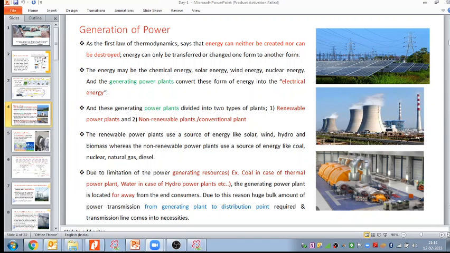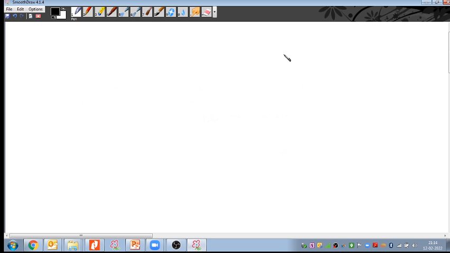11 kV, 15 kV. So we can write here, the generation voltage is 11 kilovolts or 15 kilovolts, 6.6 kV, or 20 kV, and 33 kV we can also take. So these are my generating voltages.